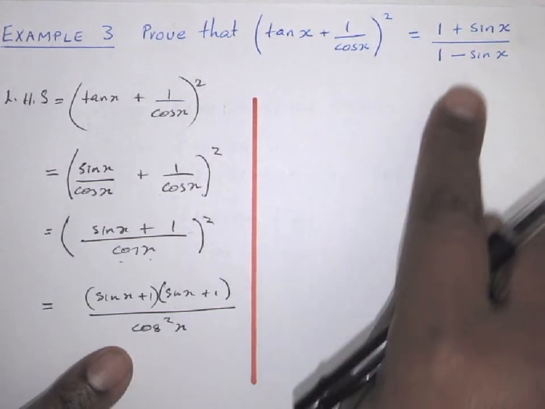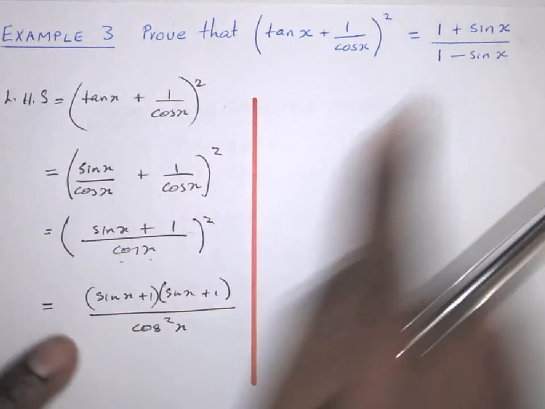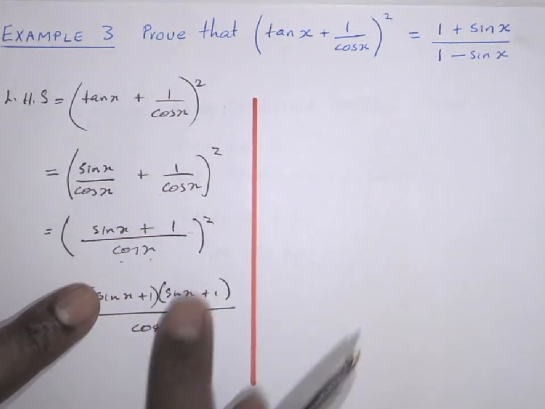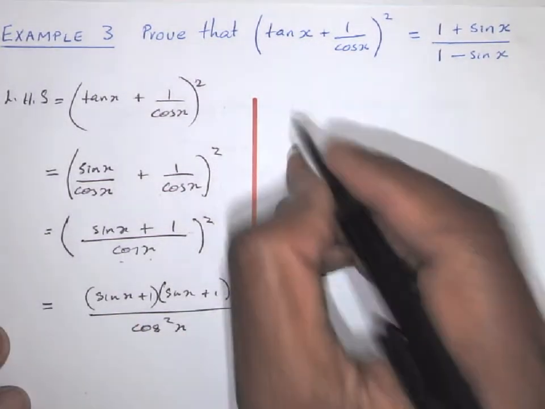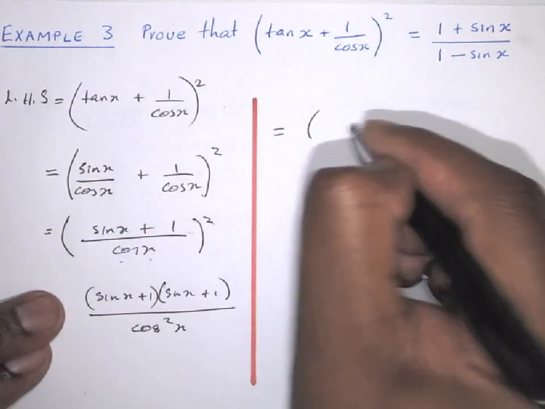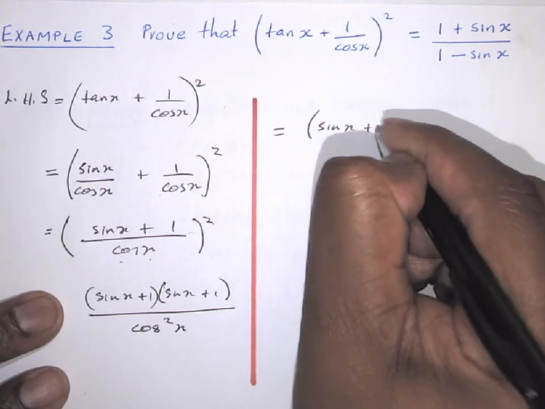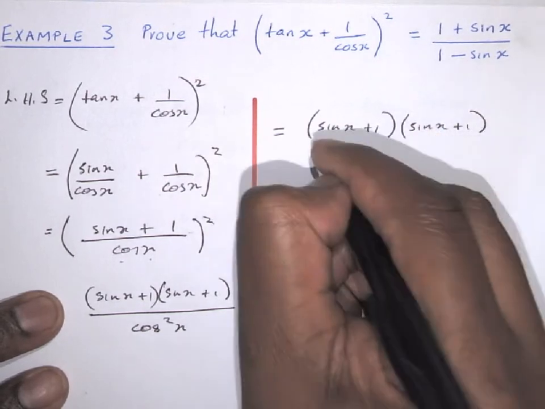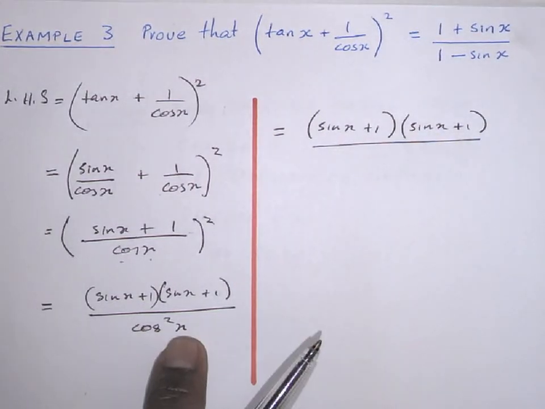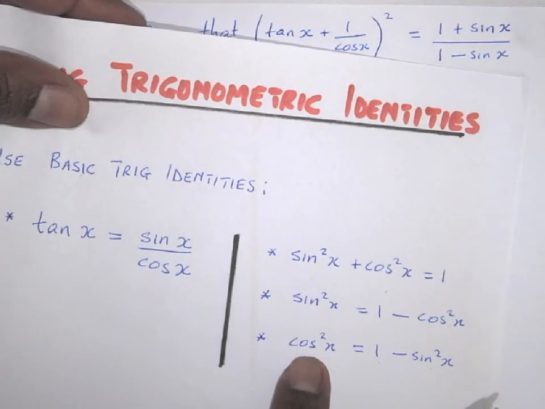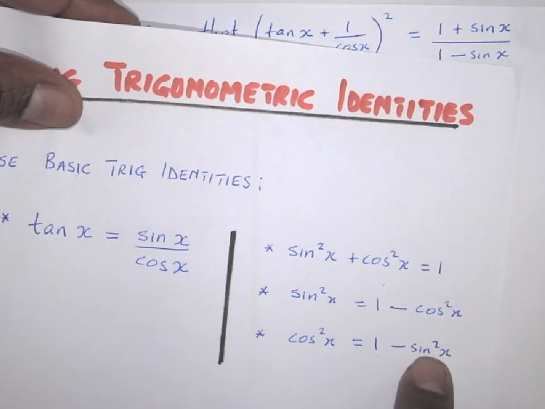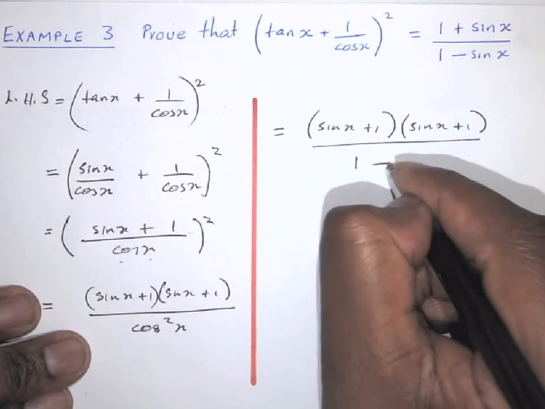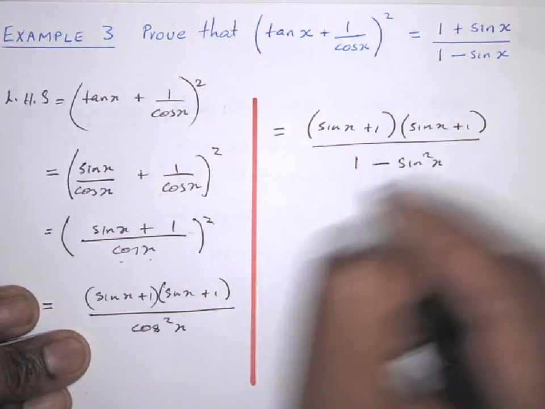Now note that I want to get that thing. I need that. I still need that. So I must get rid of this. Now what is cos squared x? So let's write the numerator as it is: sine x plus 1 times sine x plus 1. So what is cos squared x? Cos squared x, we said, is 1 minus sine squared x. So it's 1 minus sine squared x.